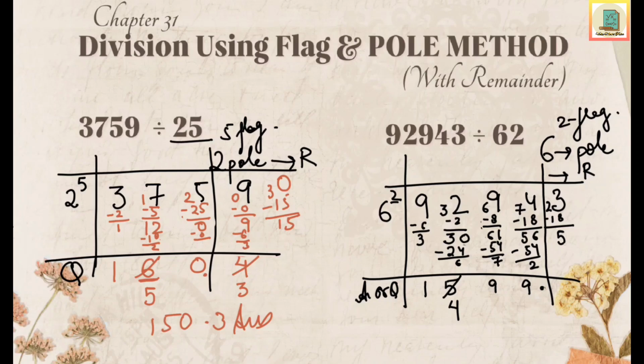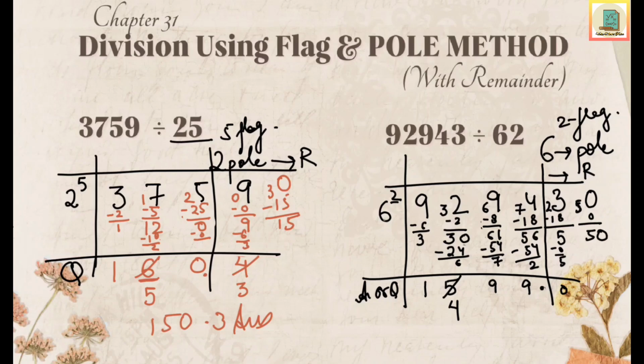Now 5 is smaller than 6, so it will go by 0. So 6 zeros are 0. We get 5 over here. We'll assume 0 over here as we've put a decimal. So it will be 50. So 0 2s are 0 again. So we get 50 as the next divisor.